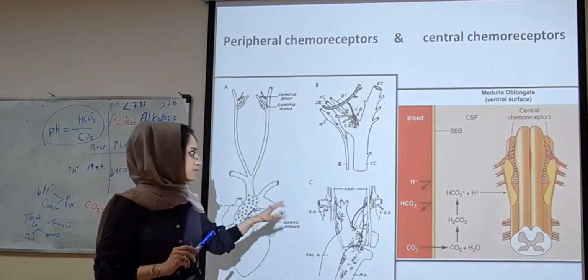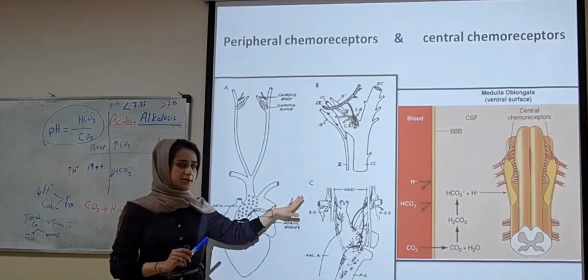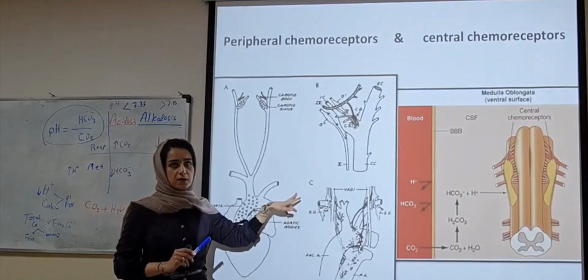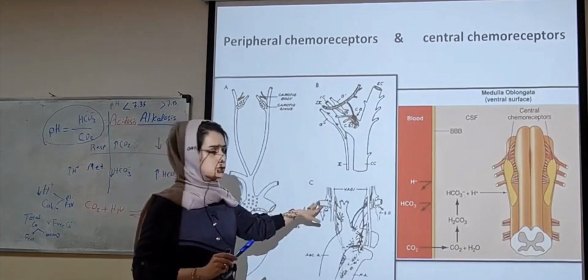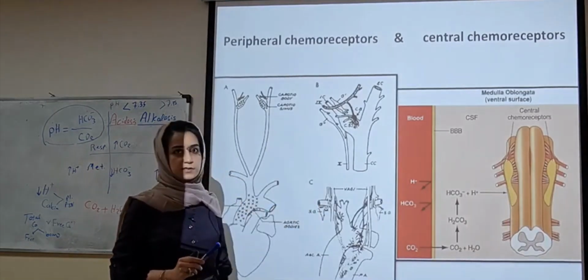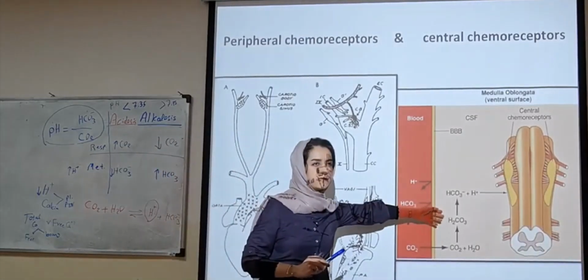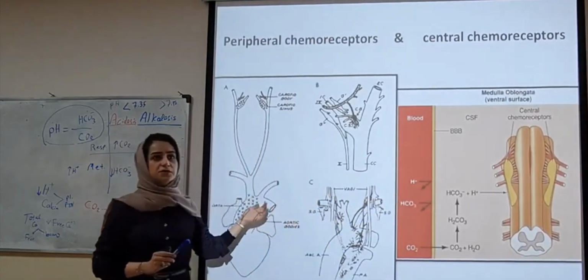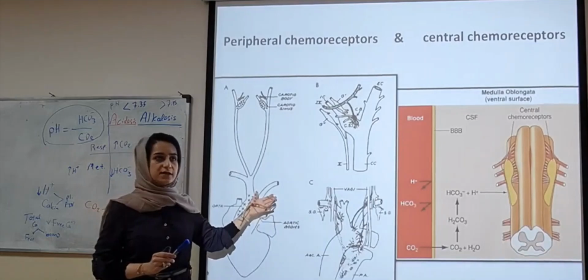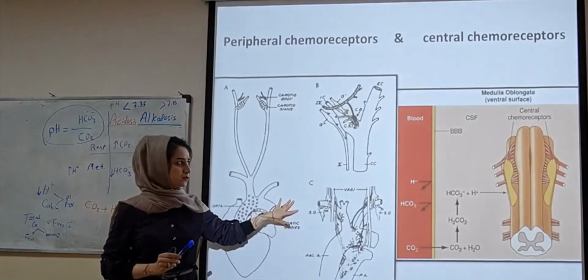While the peripheral chemoreceptor will not become stimulated until there is a change of 1.3 kilopascal in the CO2. So why do we have peripheral chemoreceptors? Central chemoreceptor senses a 0.3 kilopascal change in the CO2, while the peripheral one senses a larger change in the CO2.